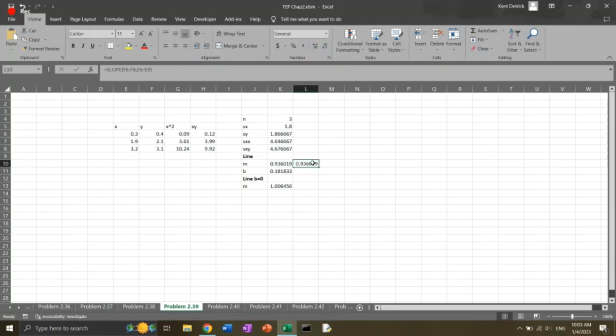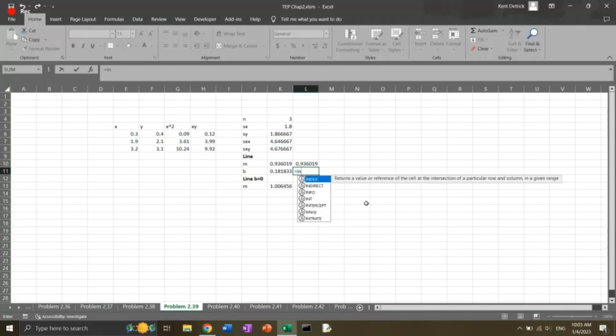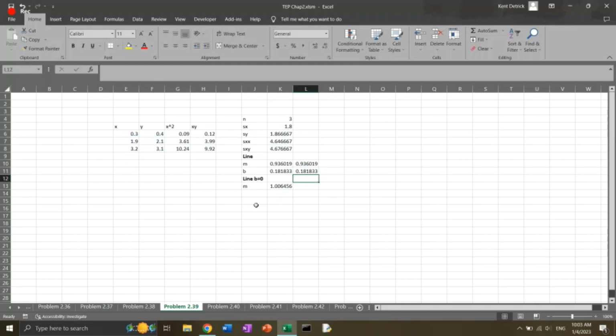So I'll move that up here. And yeah, those are equal. B should be the intercept. So intercept function, you just put in the known y's and the known x's, and sure enough, that is the same value. So Excel has functions that already do this.